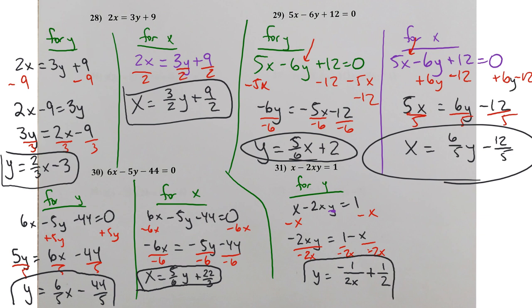Now the hard part for this one is actually when we go for x. And that's because x minus 2xy equals 1. There is an x here and an x here. If I add the 2xy to both sides, I'm going to have an x on both sides. If I subtract x from both sides, I'm going to have an x on both sides. There's no way to smash those two together because they're not like terms.